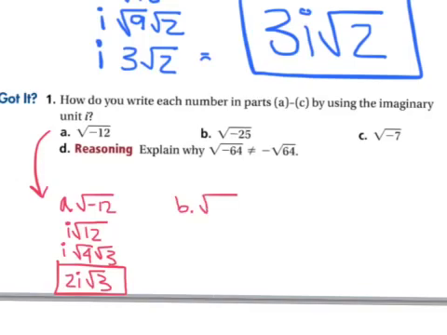B is the square root of negative 25. Anybody want to take a shot at what the answer to this one is? Cody? 5i. Very good. This is just a perfect square. It simplifies to 5i.